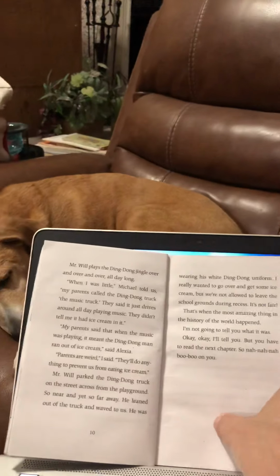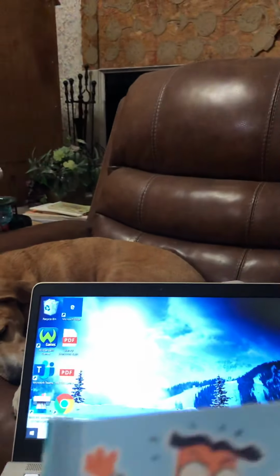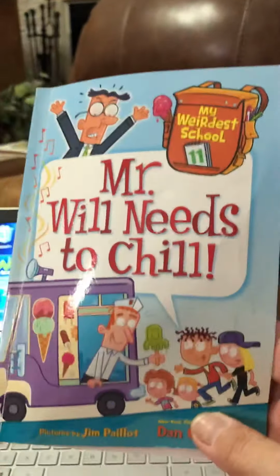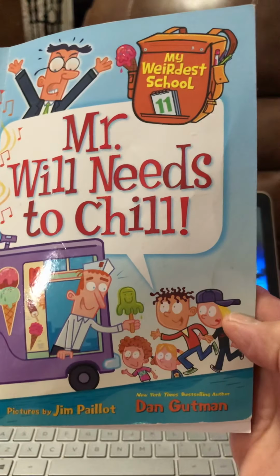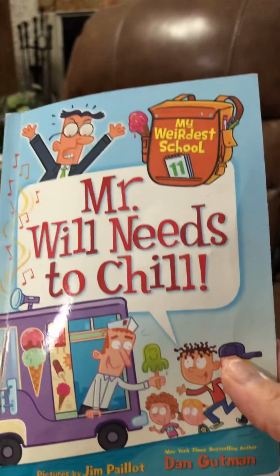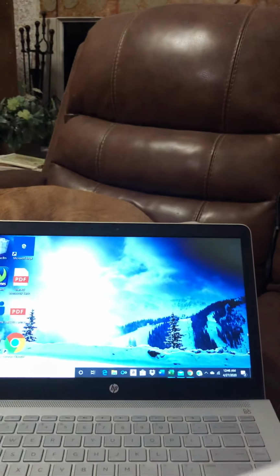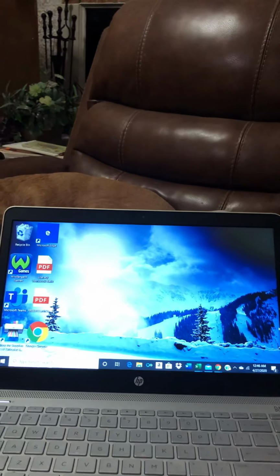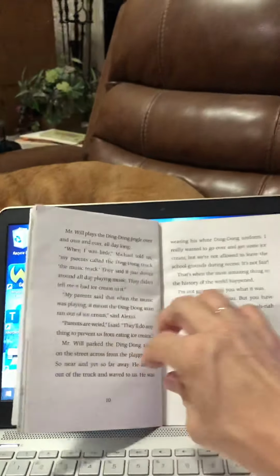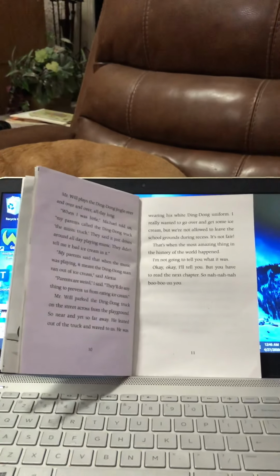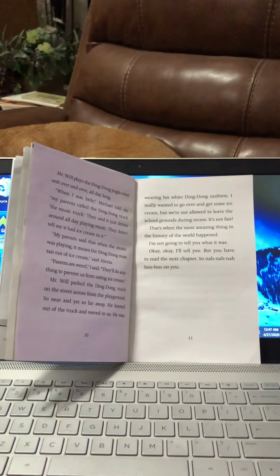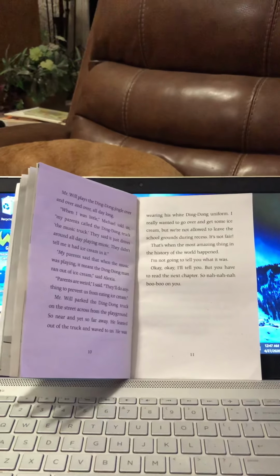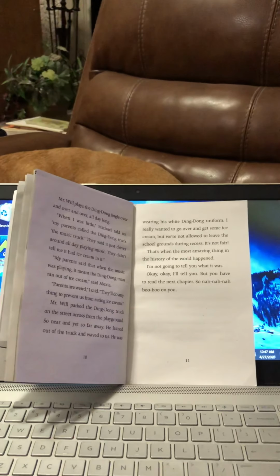If you remember, last Monday, I started reading to you from a book called Mr. Will Needs to Chill, and this is by Dan Gutman. And this is a story being told by a boy named AJ, and AJ started out by saying he hates ice cream, but he really doesn't hate ice cream.